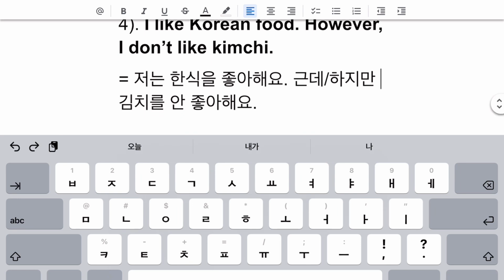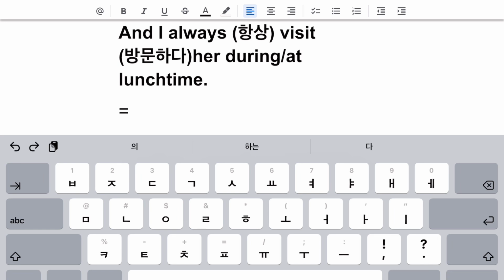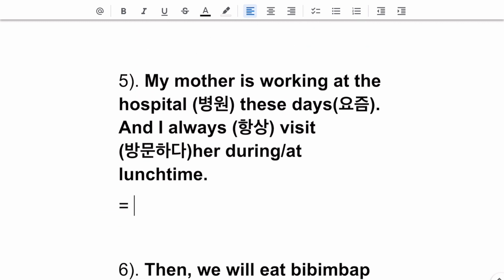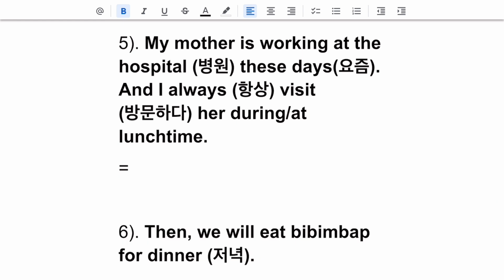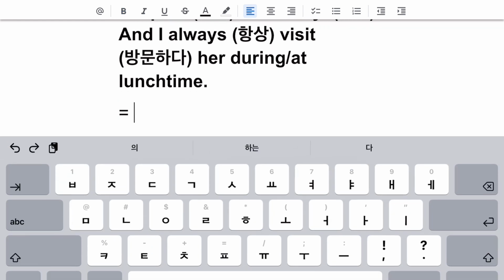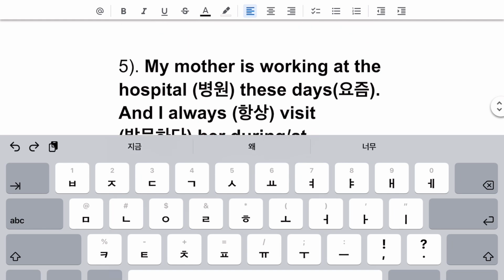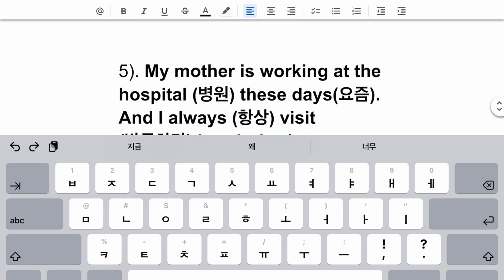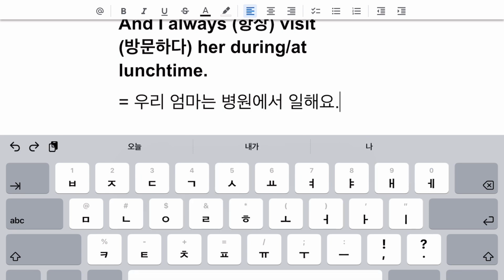Thank you. I translated 우리 엄마는 요즘 병원에 일해요. 그리고 저는 항상 점심 시간에 방문해요. Yes, but also it needs to be a little more specific. I visit her. 그녀를. Yes, there you go. 그녀를. So we know who or what this person is visiting. So 우리 엄마는 병원, and we say 병원에서 일해요.